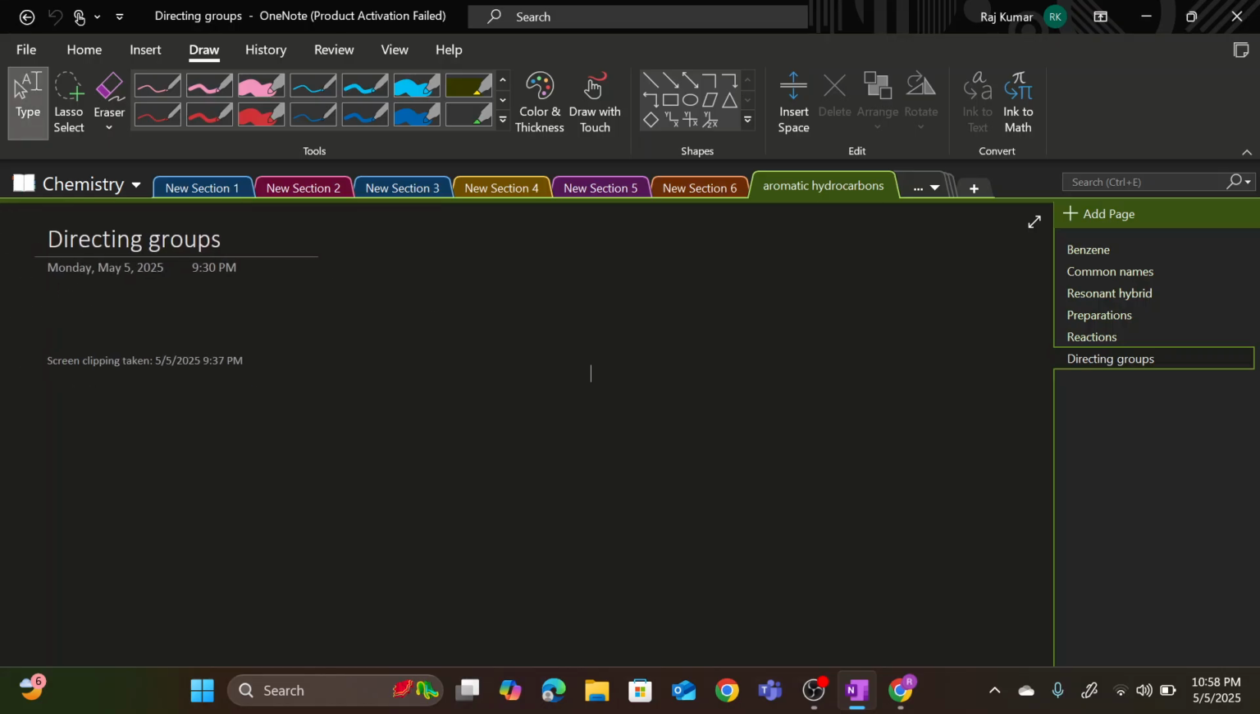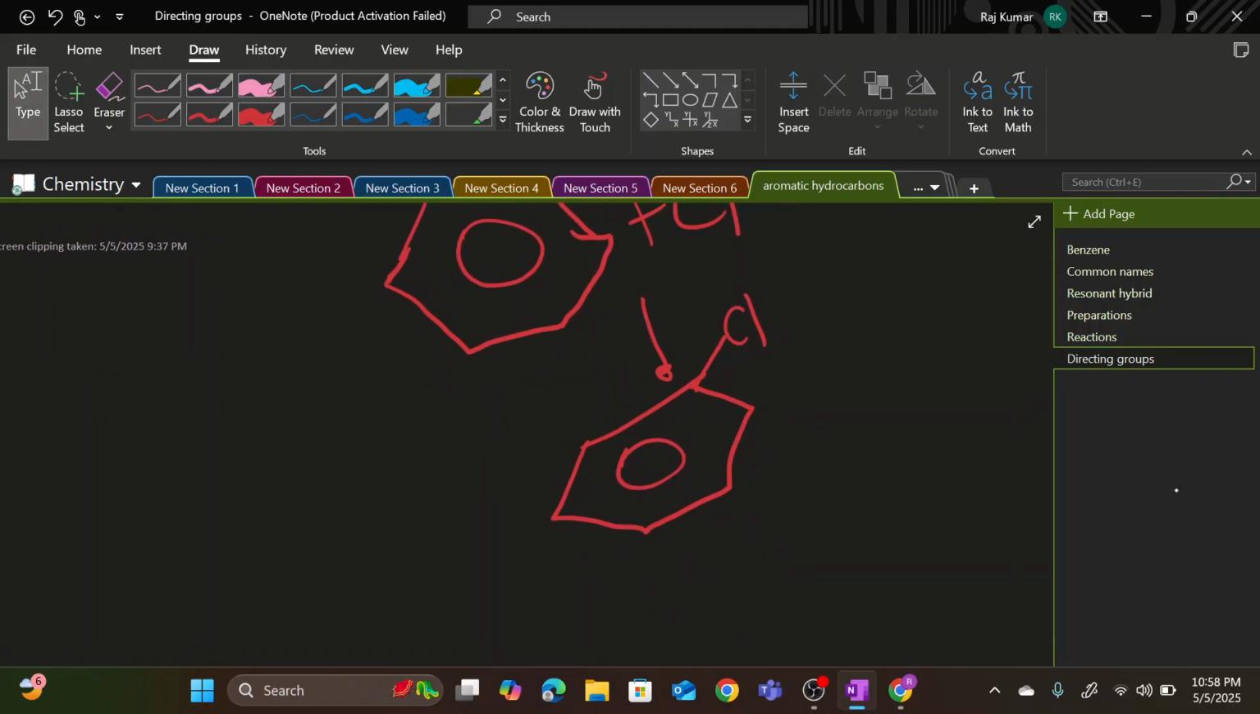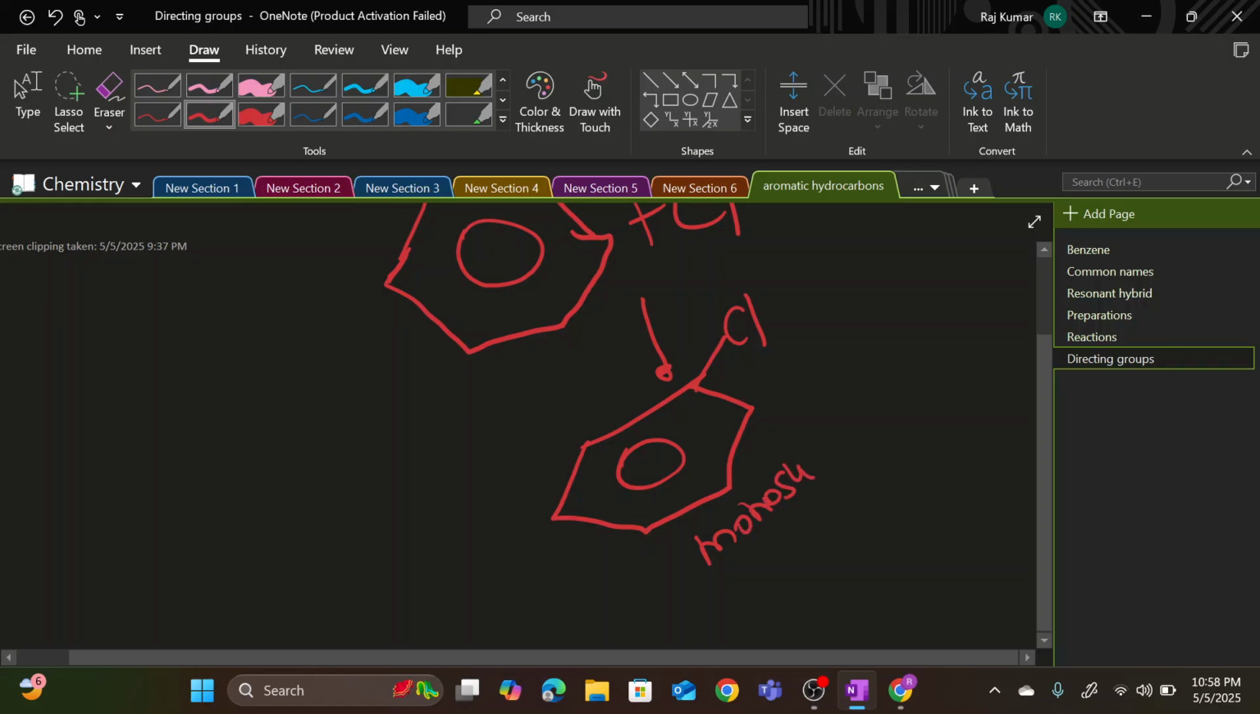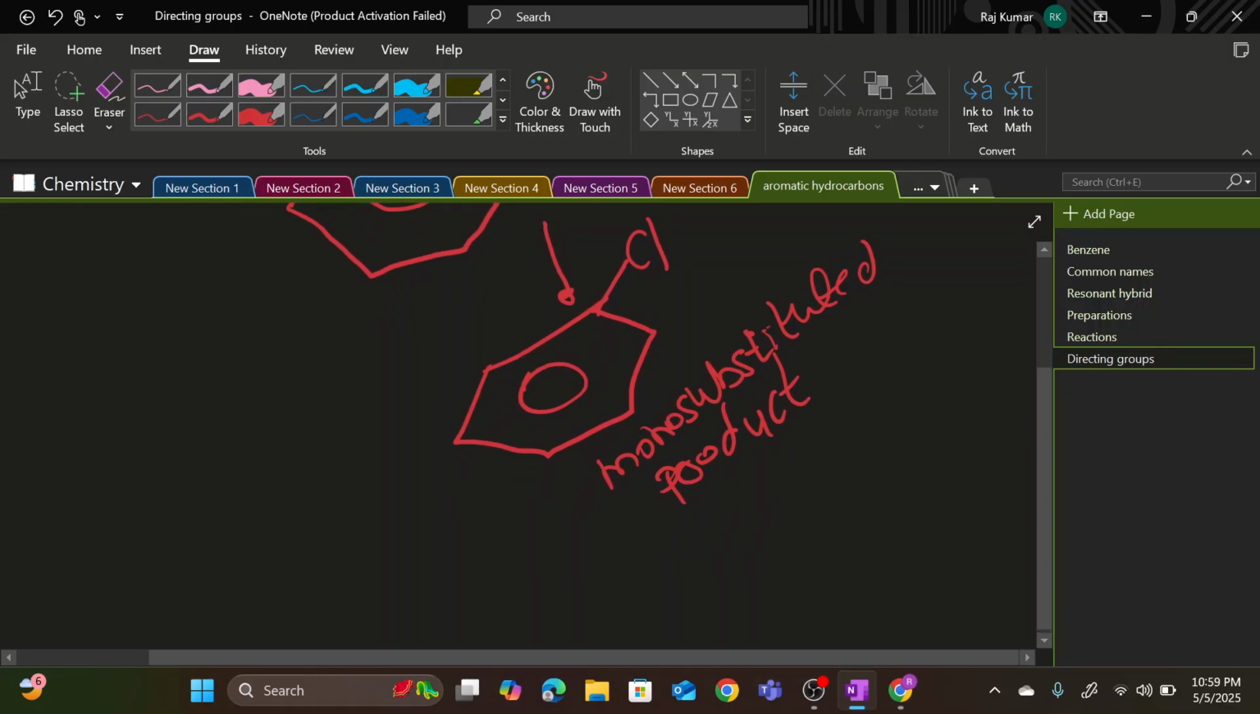What actually happens is, let's say I take benzene and combine it with chlorine, it will basically give me chlorobenzene, right? So this is a mono-substituted product. This mono-substituted product forms the chlorobenzene.